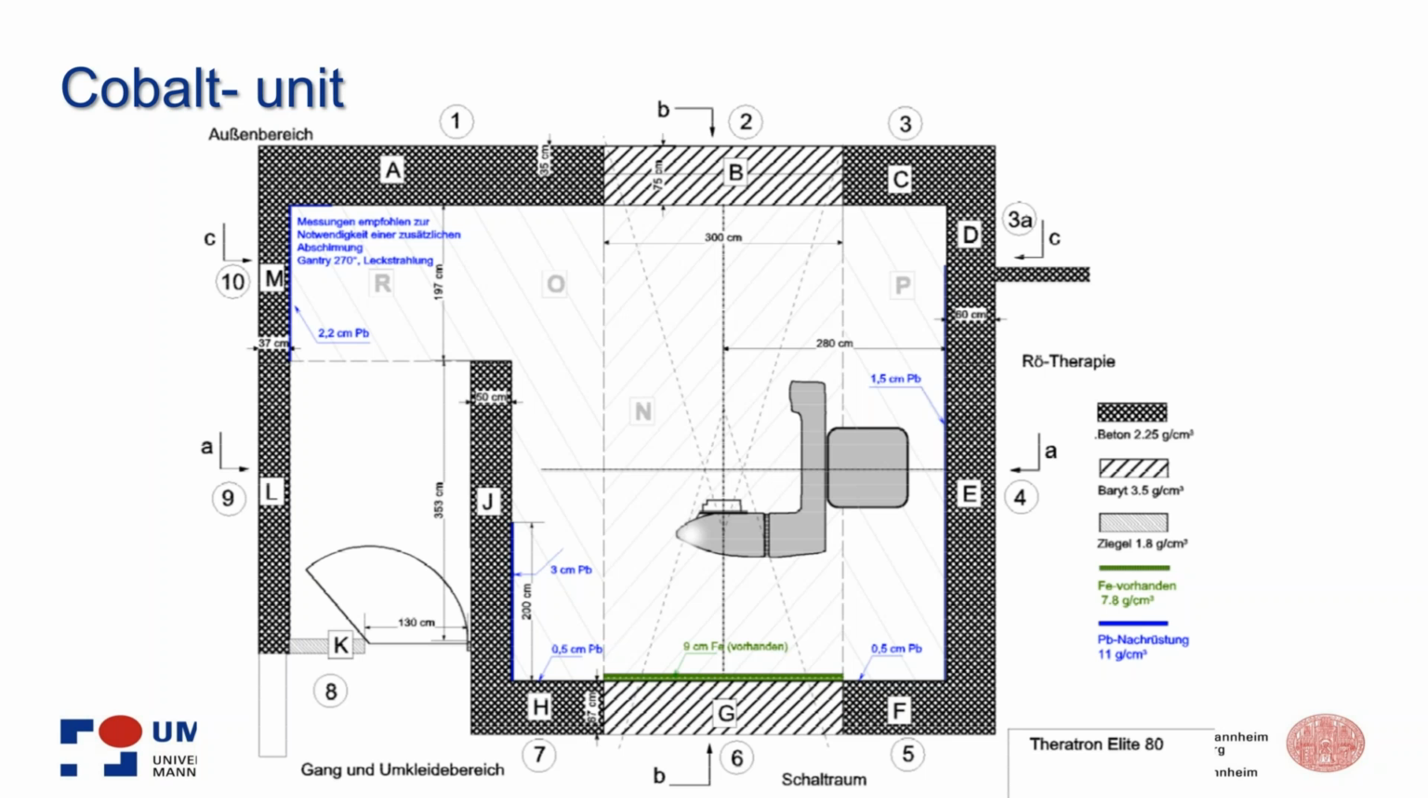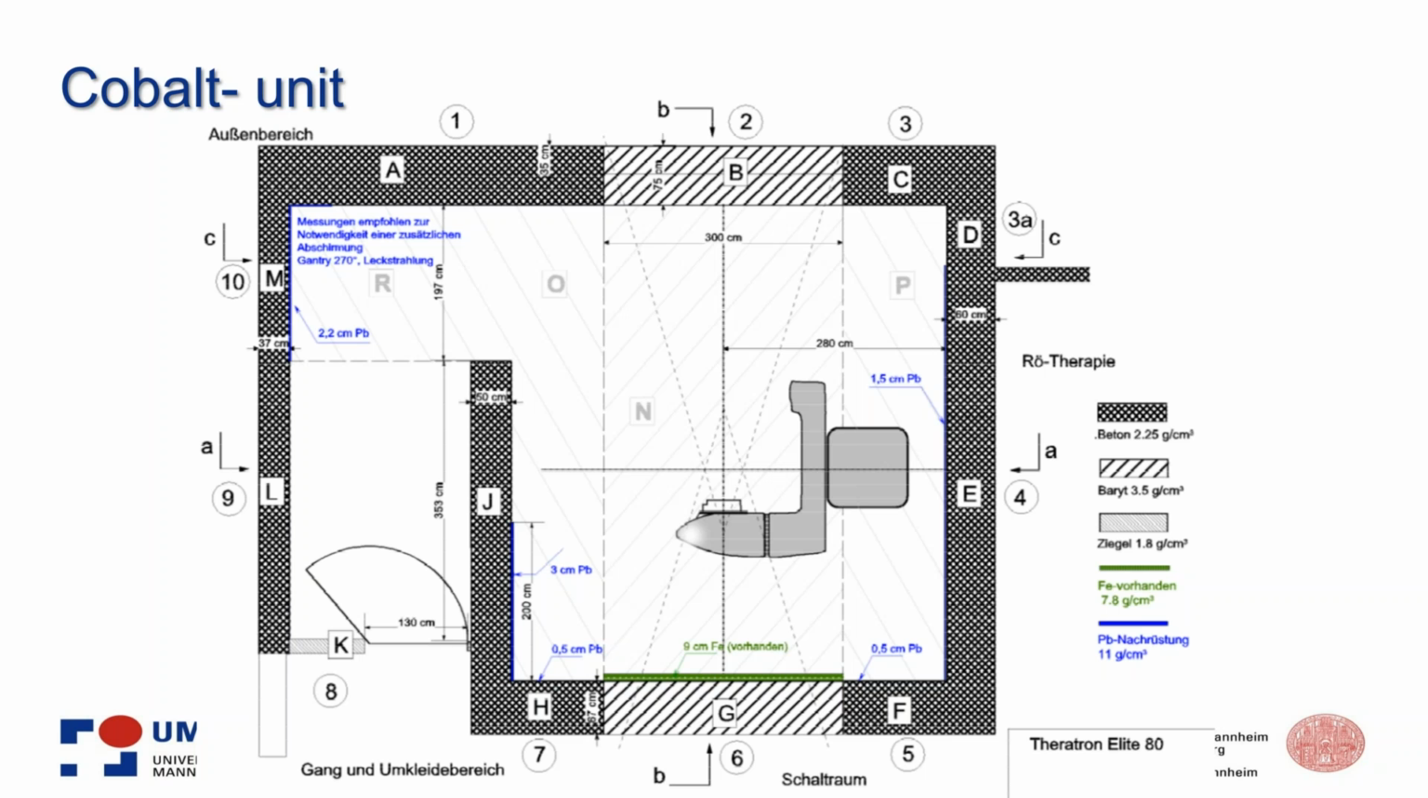If you compare the same dimensions for a cobalt bunker, you could roughly say this is half the thickness. You see here the concrete of the low density has a dimension of 60 centimeter, and the area of the primary beam is 75 centimeter.